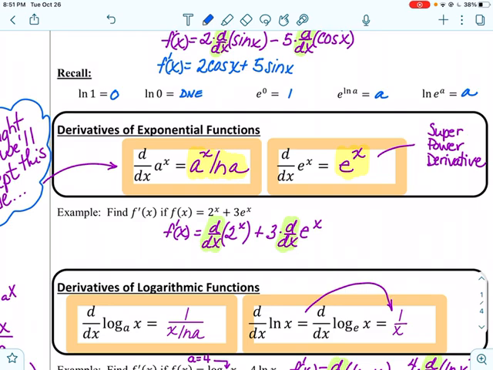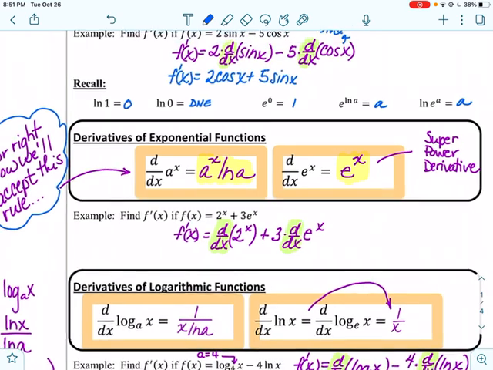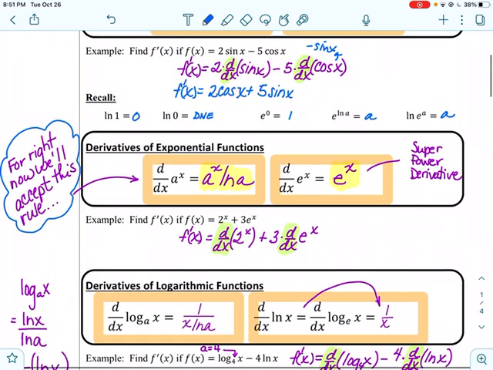So derivatives of exponential functions, and for right now, we'll accept this rule. We'll talk about it more and how we can derive it so you understand that. So the derivative of a to the x is a to the x ln of a. And the derivative of e to the x is just e to the x. It's what I call the superpower derivative.